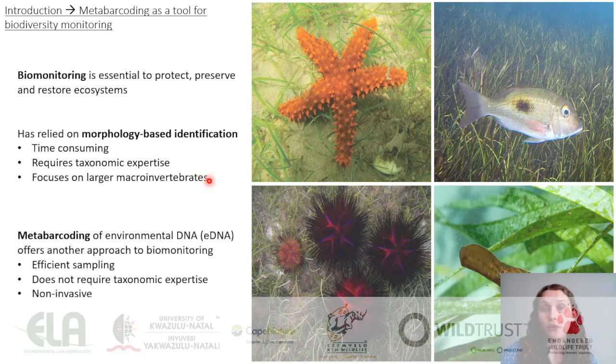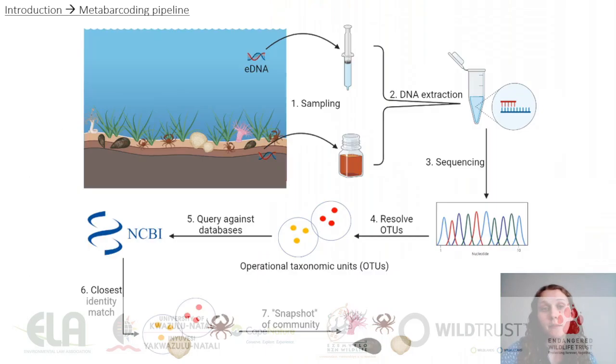In addition, it usually focuses on larger macroinvertebrates as they're easier to catch and identify. An alternative approach for biomonitoring is metabarcoding of environmental DNA. It has the advantage of efficient sampling, does not require taxonomic expertise, and is non-invasive. Briefly, the metabarcoding pipeline works on the premise that organisms shed DNA into their environments, which we term eDNA. We can sample this eDNA by taking a sample of the substrate, such as water or sediment. We can then perform DNA extraction on the substrate and send the DNA for sequencing.